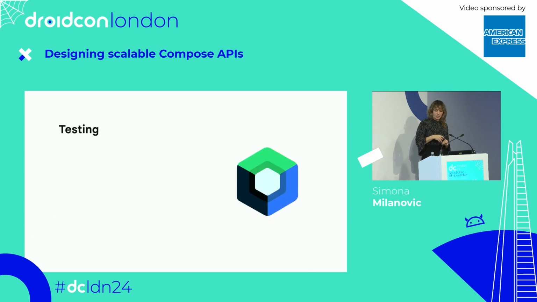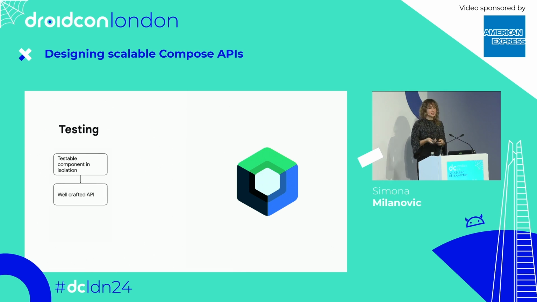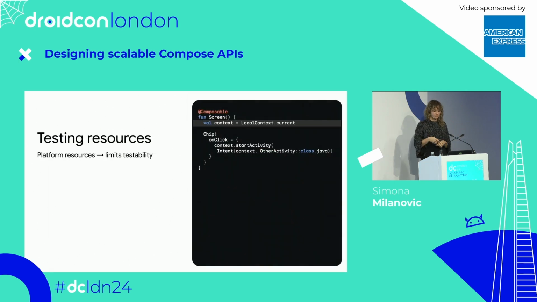When creating a new API, you need to think about how it will be used for building UI as well as testing UI. So checking how testable your component is in isolation is a good indicator of a well-crafted API. Well-designed components are easy to test by themselves, alone, or as part of a larger composite component. So let's look at ways to maximize this testability.